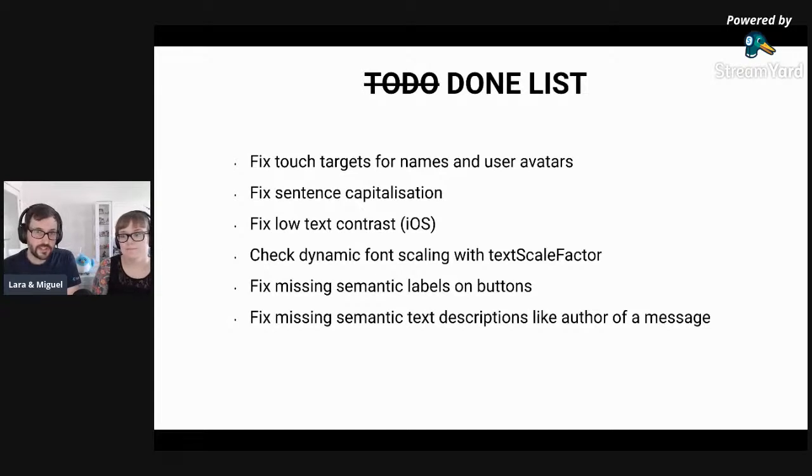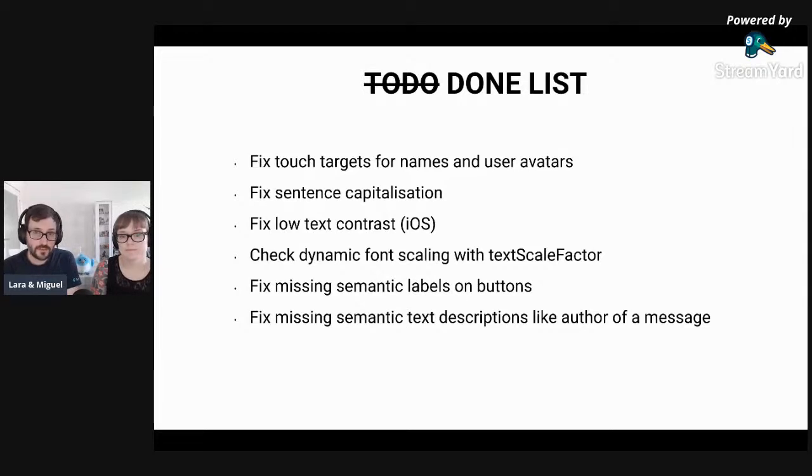We fixed the touch targets that were too small. Also, we had to change the layout a little bit to accommodate for larger widgets. We enabled text capitalization, which was a quick win. We fixed the low text contrast issue on iOS. We checked the dynamic font scaling and saw that the rich text widget was not supporting it by default, so we added a text scaling factor value to it.